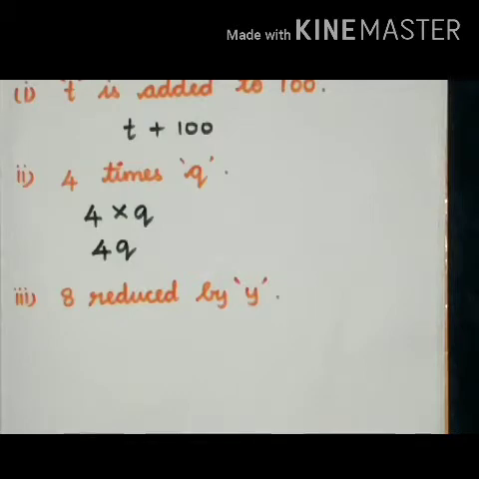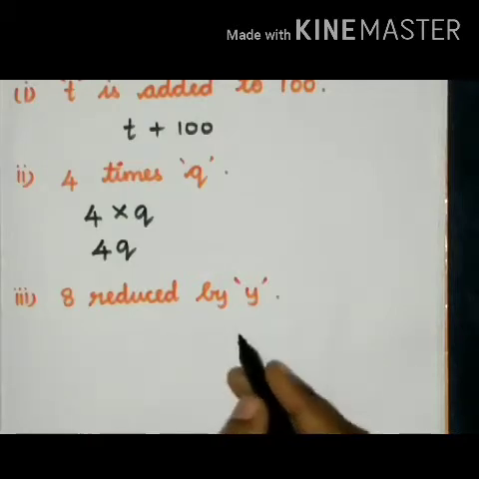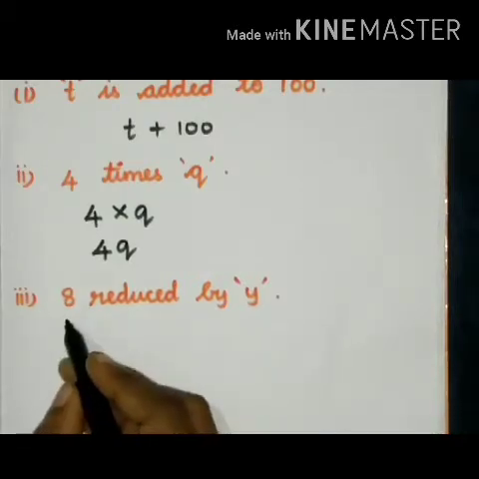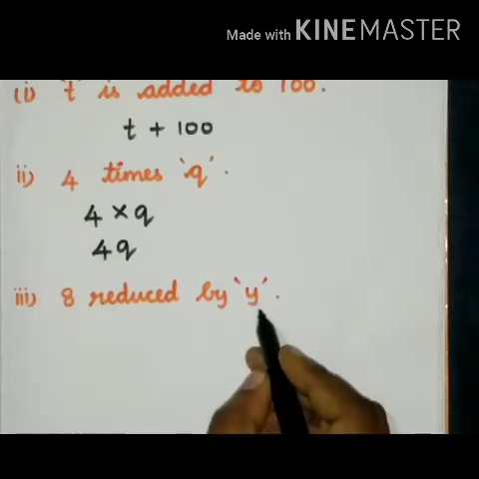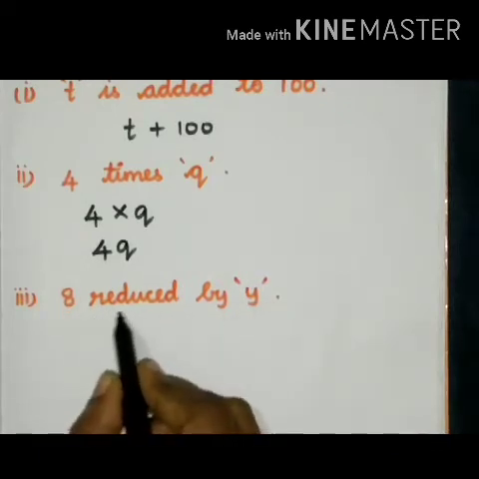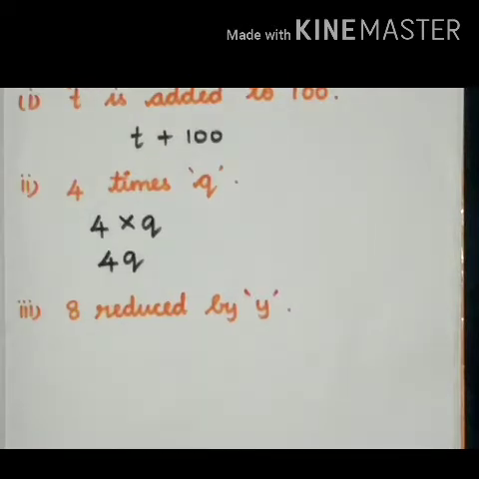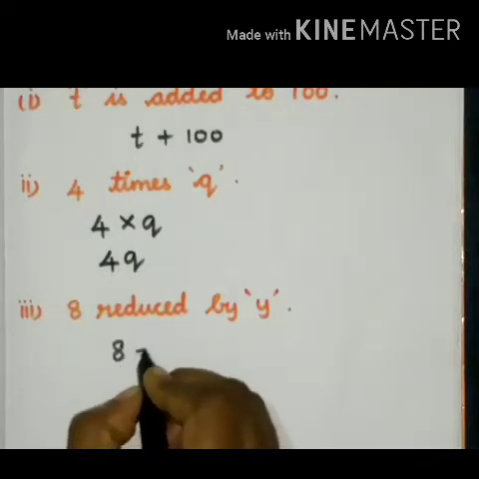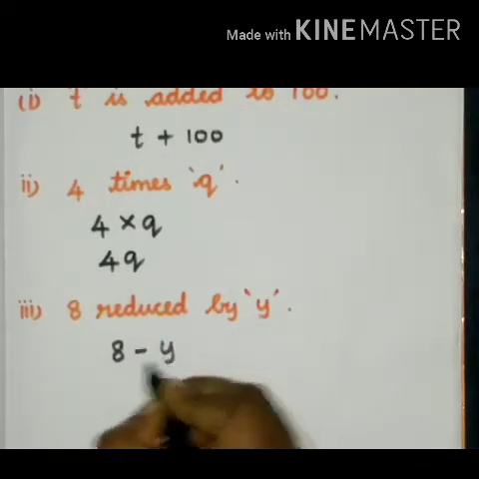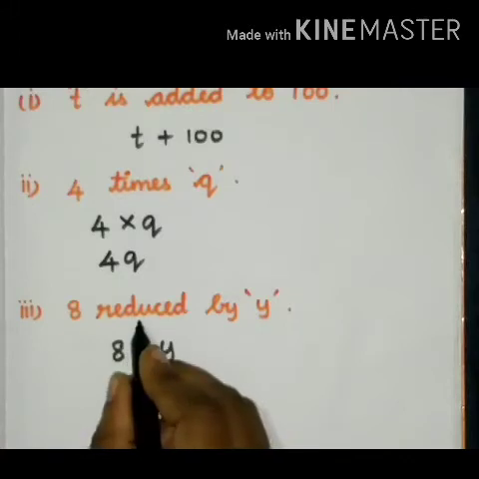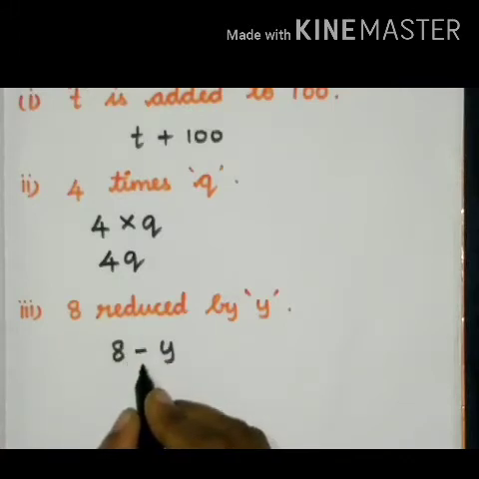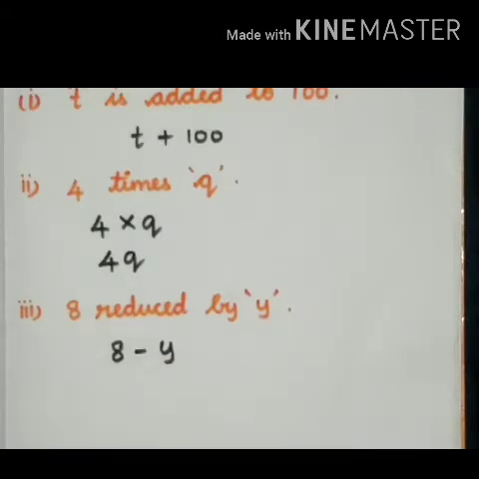Then the third question is 8 reduced by y. Here 8 is a constant value, y is a variable. Here reduced is the keyword which represents what? Yes, it represents the operation minus. 8 minus y. 8 is a constant value. Reduced means you have to put the minus symbol, then y.